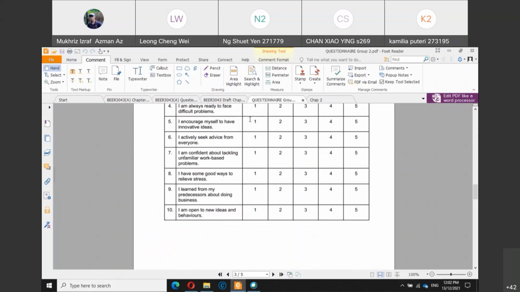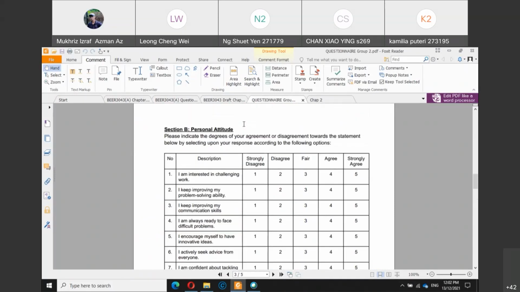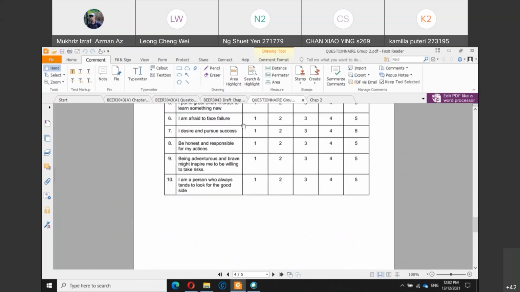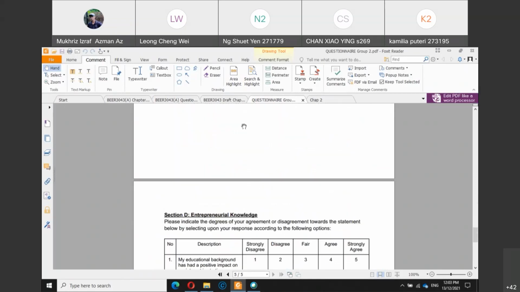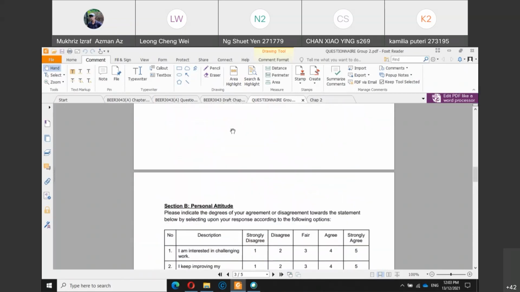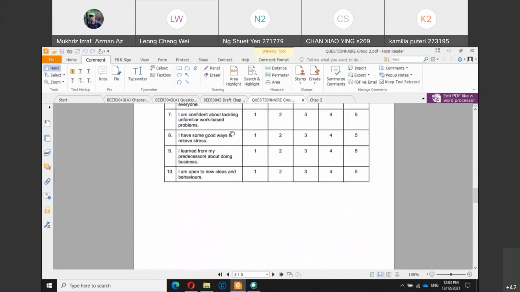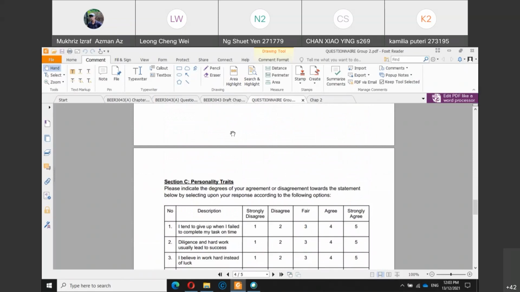Group 3. Personality traits. Questions like this, I mean personal attitude, personality traits.